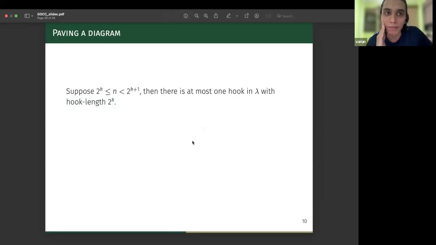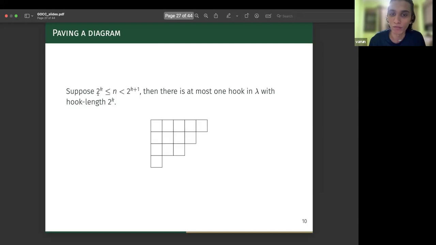Now I'll define something called a paving of a diagram. To do that, first I need a small lemma: if 2 to the k is the largest power of 2 smaller than or equal to n, then there is at most one hook in a partition lambda of size n whose hook length is 2 to the k. So for example, let's take 5431 again.